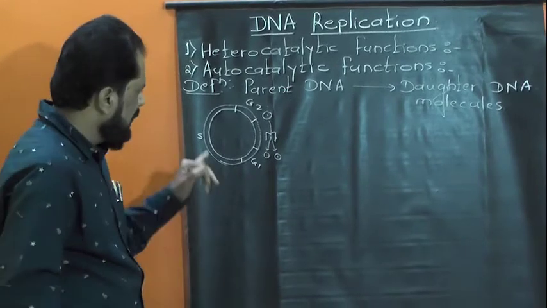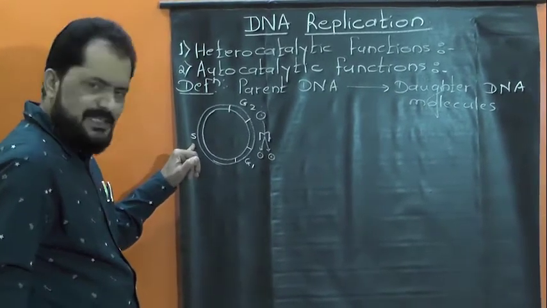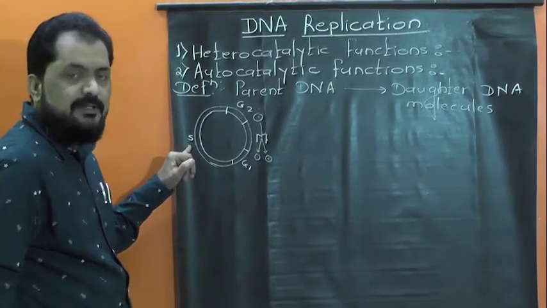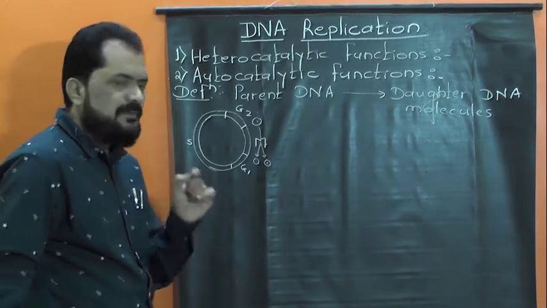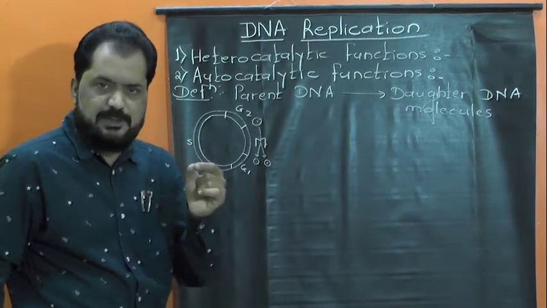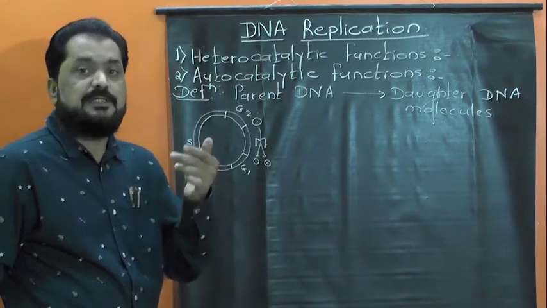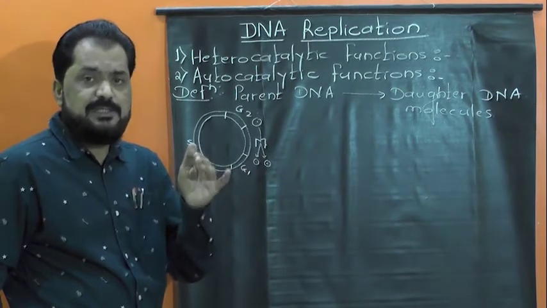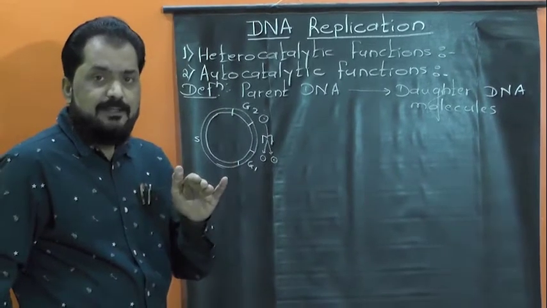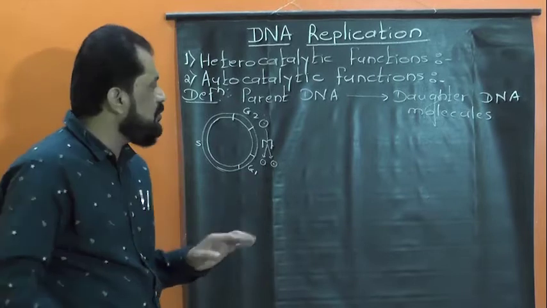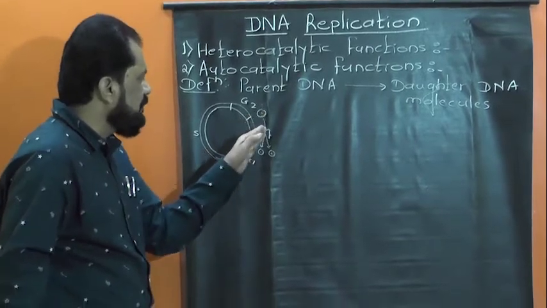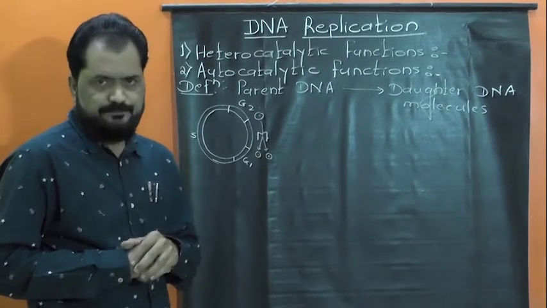Now here in this S phase, S stands for synthetic or synthesis phase. In this phase actually the DNA replication takes place. It means the content of DNA in that cell is doubled, because it is necessary for the equal distribution of DNA during the process of cell division.